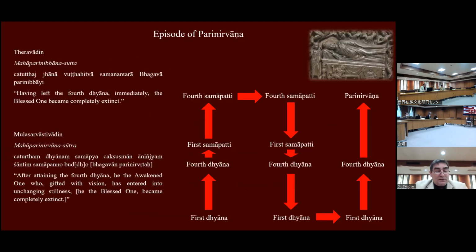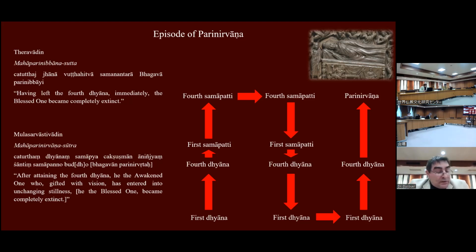Finally, the 3rd episode in the Buddha's life, which mentions the 4 degrees of jhana, concerns the entry into complete extinction or parinirvana. In the Mahaparinibbana Sutta of the Theravadin school, as well as in the Mahaparinirvana Sutta of the Mulasarvastivadin school, and in a more condensed way in the Buddha Charita of Ashvaghosha, it is recounted how the Buddha passed from the 1st to the 4th degrees of dhyana, how he then passed through the 4 states of consciousness proper to samapatti, and then how, in reverse order, he passed from the 4th state of samapatti to the 1st, and from the 4th degree of dhyana to the 1st, and finally, again, passed from the 1st degree of dhyana to the 4th before passing away completely.